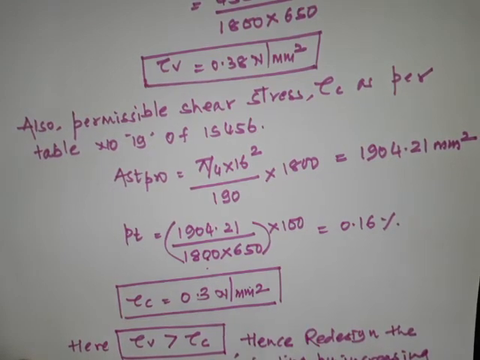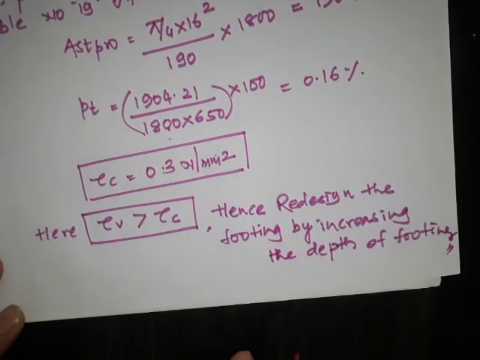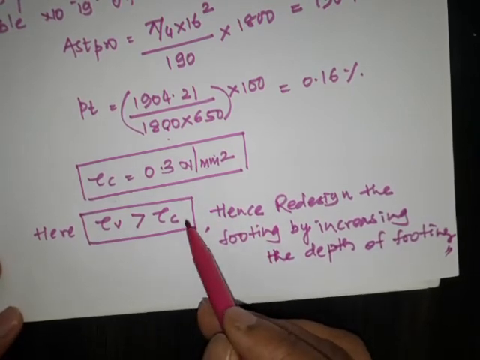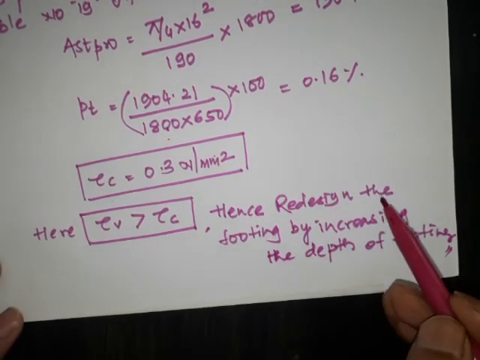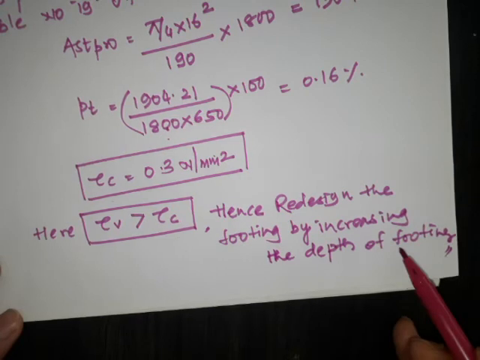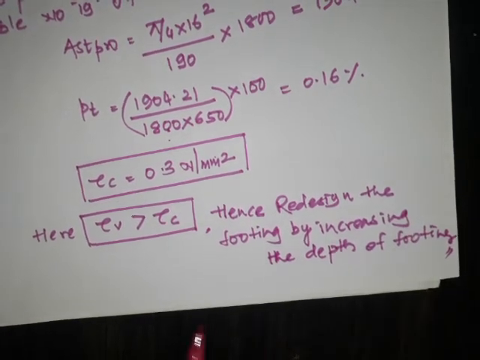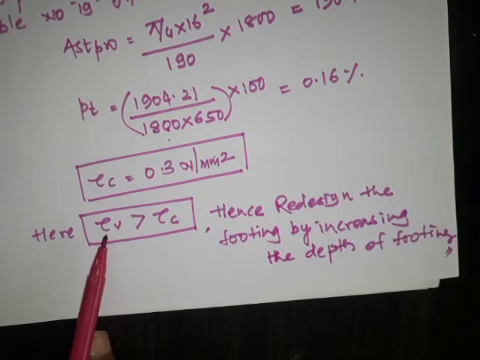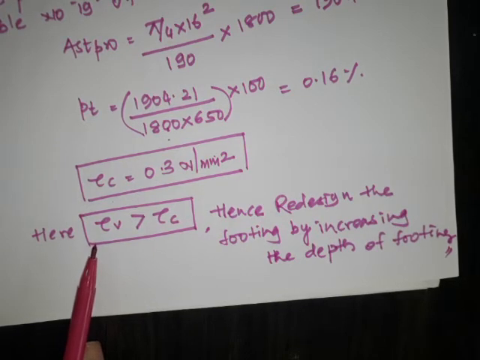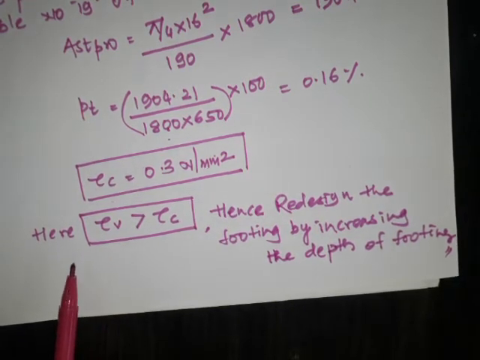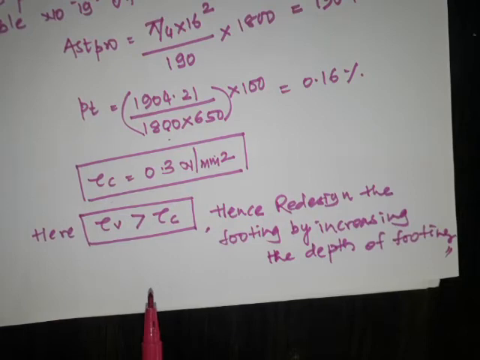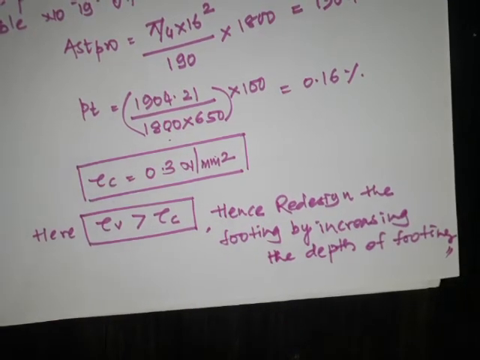This much you write, and you can continue with the further part. What you write? Hence tau v is more than tau c. Hence redesign the footing by increasing the depth of footing. In no case should tau v be more than tau c, because we cannot provide shear reinforcement in footing. So that's why you have to redesign. Redesign means you have to increase the depth of footing.